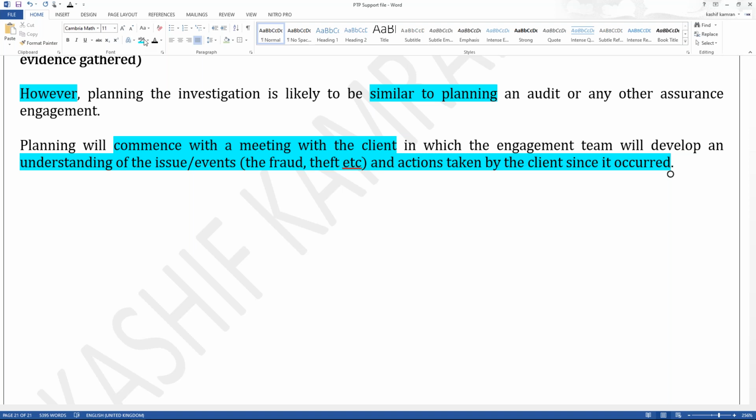So are you clear with the paragraphs I read with you from the article so far? What's the summary? Do we have any assurance level in forensic? Quick answers, please. No. Okay. When we perform forensic, do we give a very detailed report to the management, which covers who did it, how it happened, and the amount of fraud? Okay. Do we perform planning of forensic investigation, and is it the same as the planning of an audit? Okay, that's great.